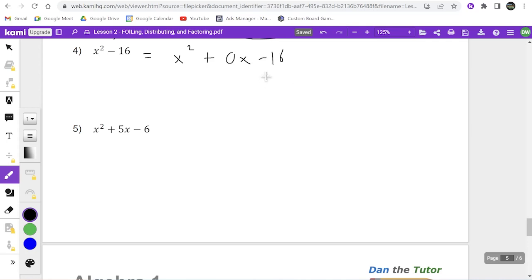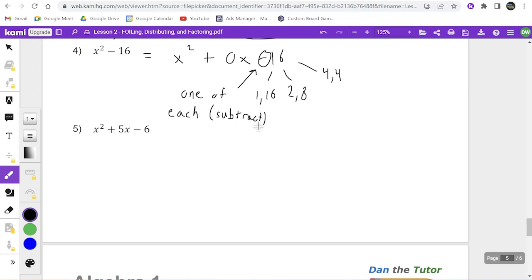So first the factors of 16, there's 3 pairs. You got 1 and 16, you got 2 and 8, and you got 4 and 4. And since this is minus, that means it's one of each. And since it's one of each, that is when you subtract your numbers, right? So 1 minus 16 is 15 or negative 15. 2 minus 8 is 6 or negative 6, which is still not what I want. And 4 minus 4 is 0, and that's the right one. 4 and 4 are the right ones.